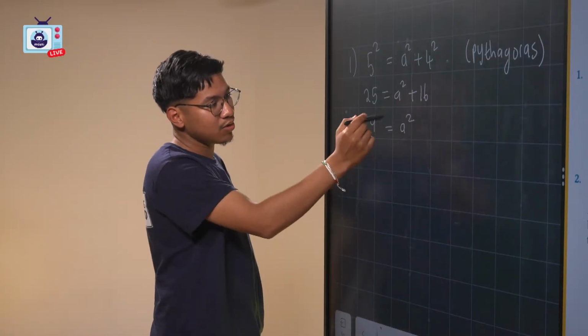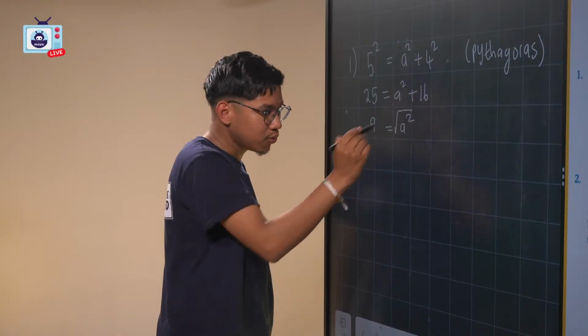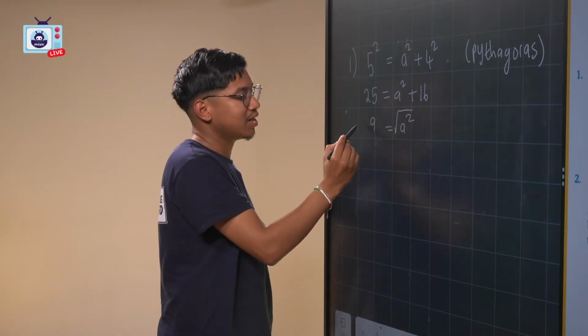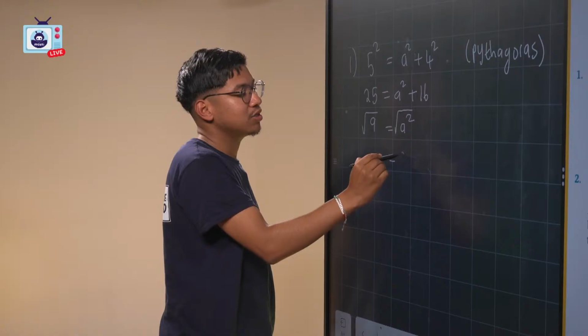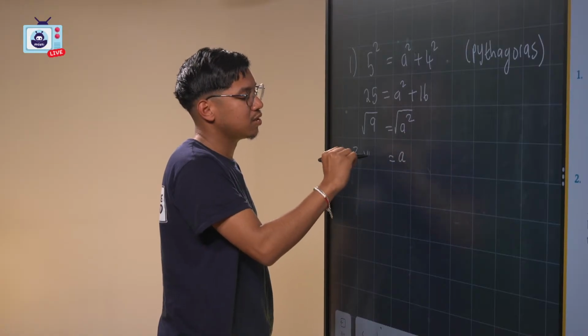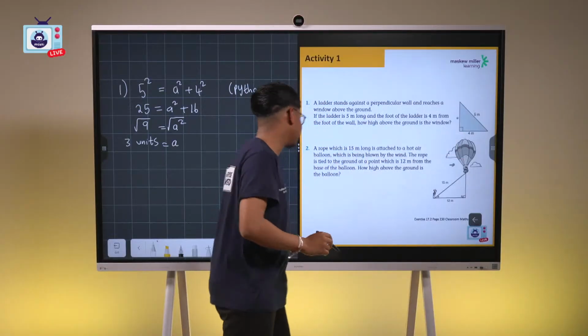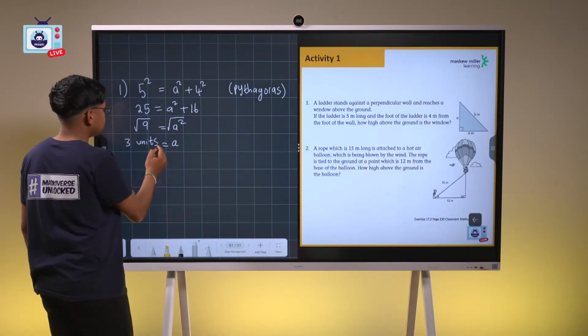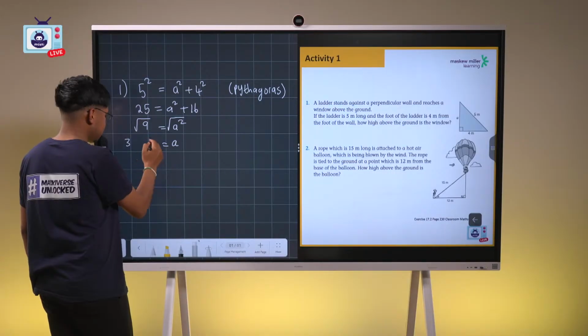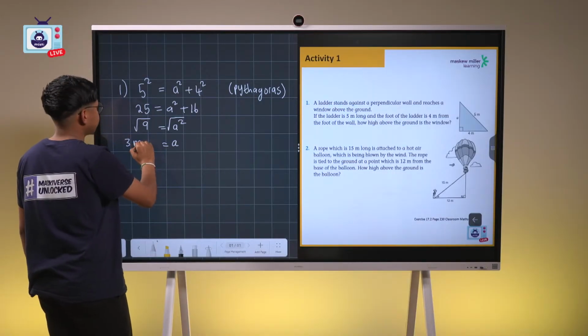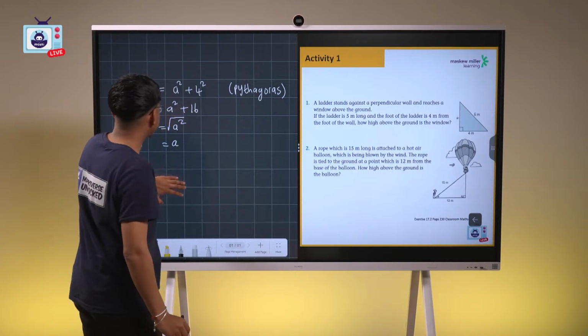And to get A on its own, I need to square root the right-hand side. I need to square root the left-hand side. So A will give me 3 units. There we go. Oh, they give us the units. It's meters. So I actually need to put my answer in meters over here. So my answer is 3 meters. All right, that was quite simple.